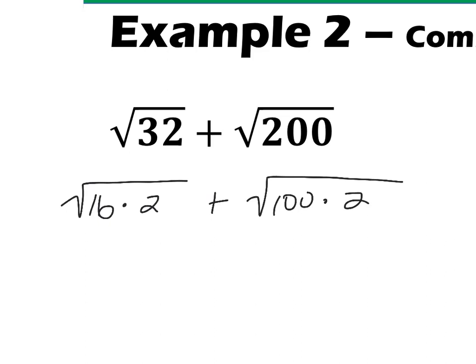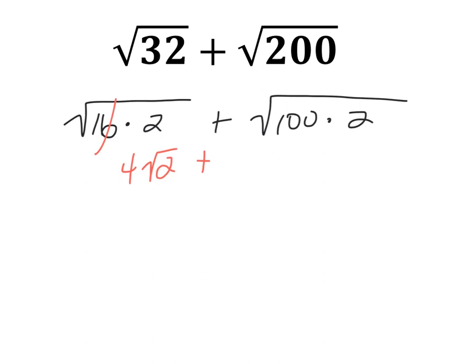Okay. Good. So if I simplify, what is the square root of 16? 4. So this becomes 4 root 2 plus what? What's the square root of 100? So this becomes 10 root 2. What do you now notice about the quote-unquote last names? They're the same. So if I have 4 root 2's and then I have 10 root 2's, how many total root 2's do I have? 14 root 2.